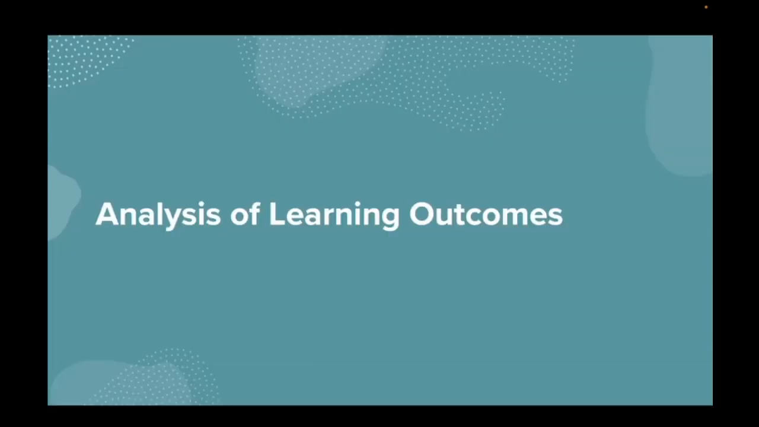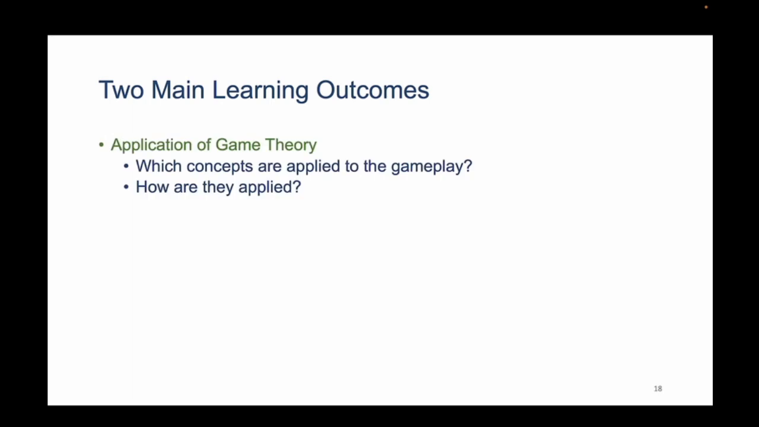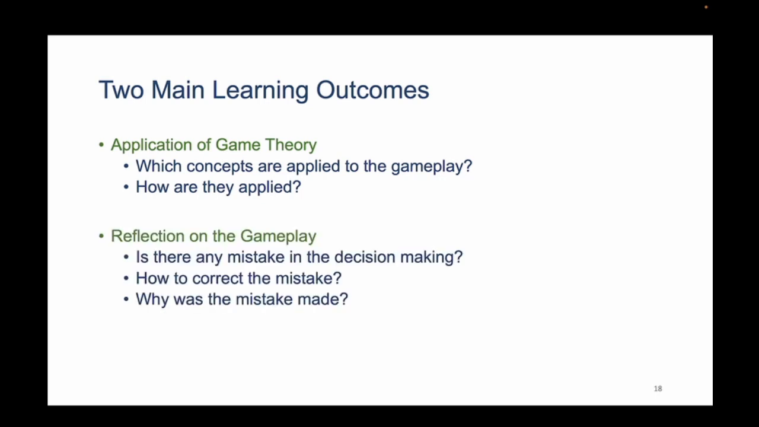Now I will move on to the discussion of the learning outcomes based on students' work. There are 2 main learning outcomes for this assignment. The first is the application of game theory. I want to understand what concepts are applied and how they are applied. The second is the reflection on the gameplay.